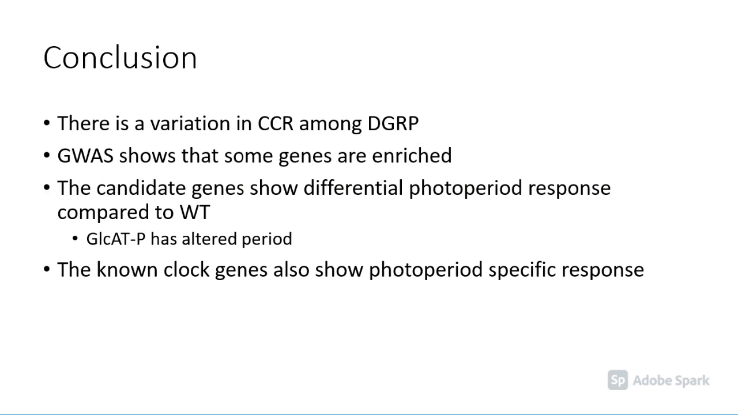In conclusion, by performing a GWAS analysis, we were able to determine the photoperiod candidate genes. Our results also showed that one of these candidate genes, GlcAT-P, might play a role in circadian clock regulation. The circadian clock genes also showed a photoperiod-specific response, supporting the hypothesis that there are shared regulations between the clock and photoperiodism.